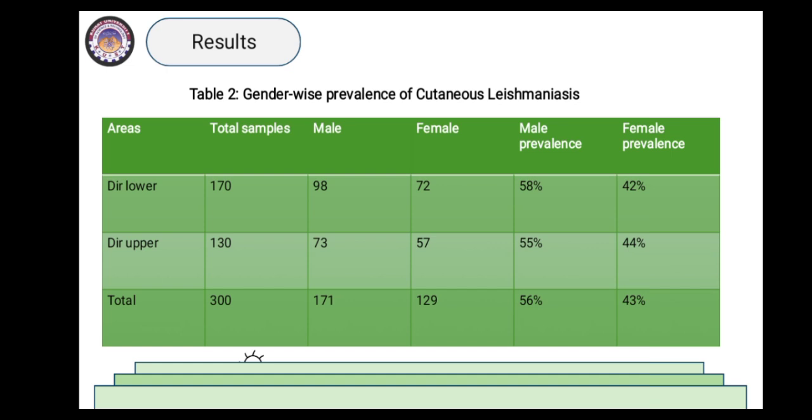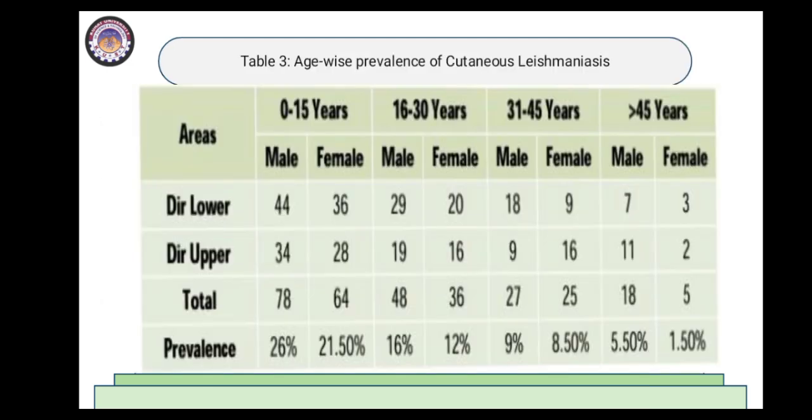Next, Table 2: gender-wise prevalence of cutaneous leishmaniasis, Dir Lower, Dir Upper, and total. In Dir Lower, 170 total samples, in which 98 male, 72 female, and 58% male prevalence and 42% female prevalence. In Dir Upper, 130 samples, in which 73 male, 57 female, 55% male prevalence and 44% female prevalence. Total 300 samples, 171 males, 129 females, 56% male prevalence and 43% female prevalence. Then age-wise prevalence of cutaneous leishmaniasis in the areas, Dir Upper, Dir Lower, total and prevalence.